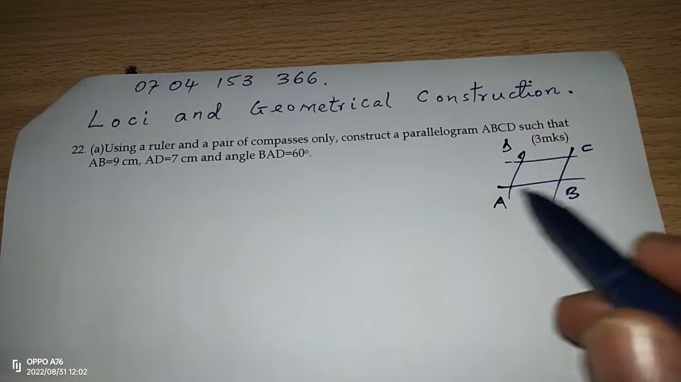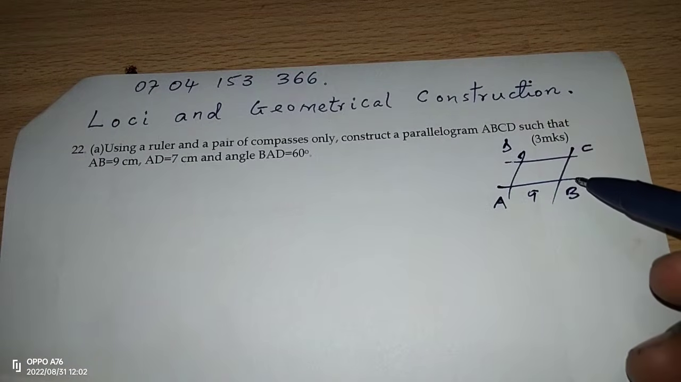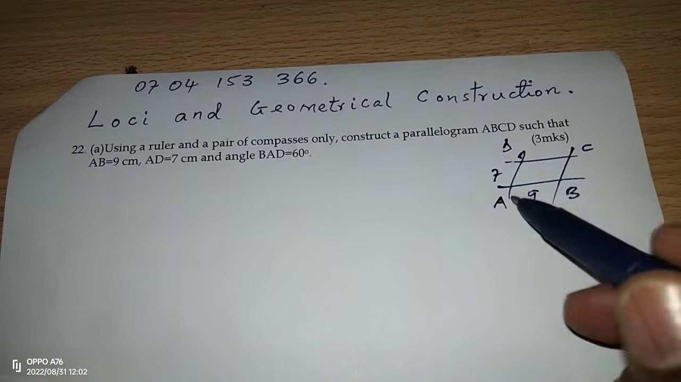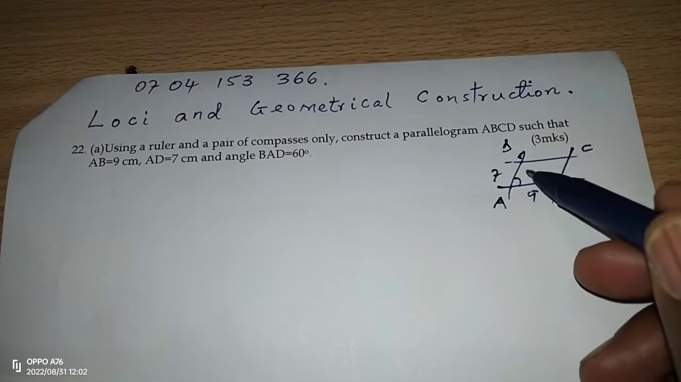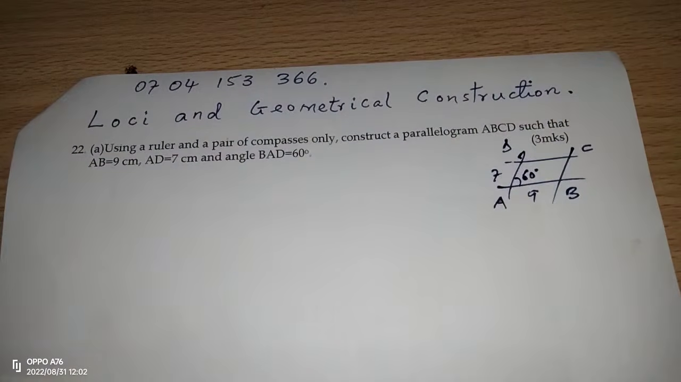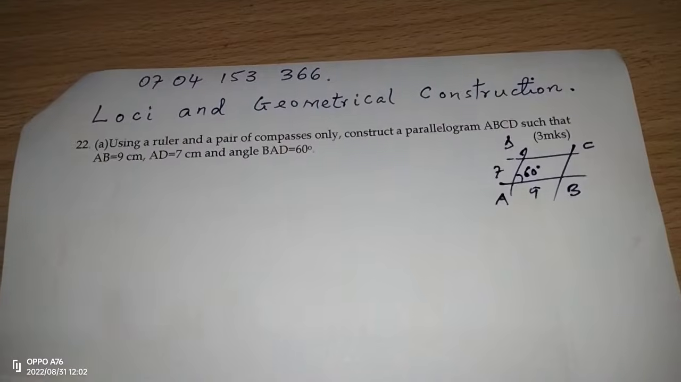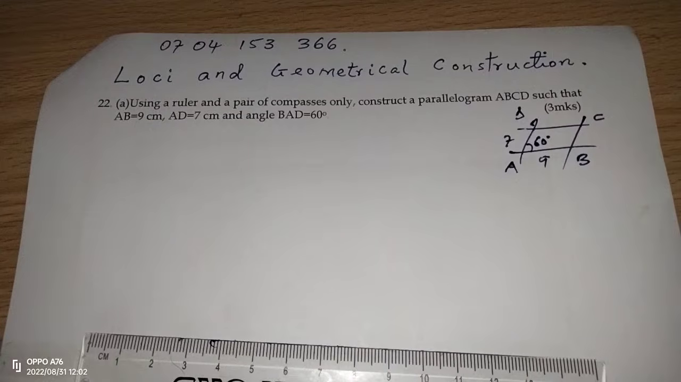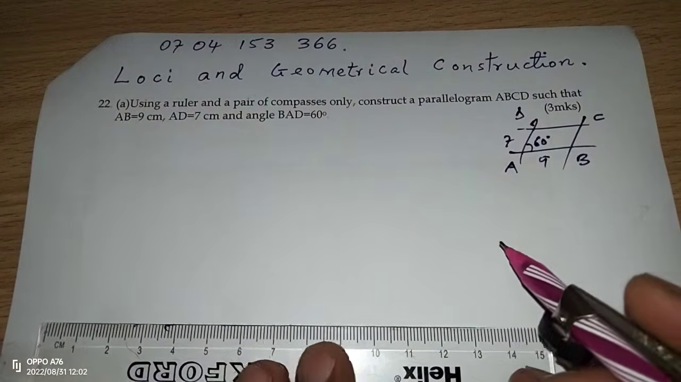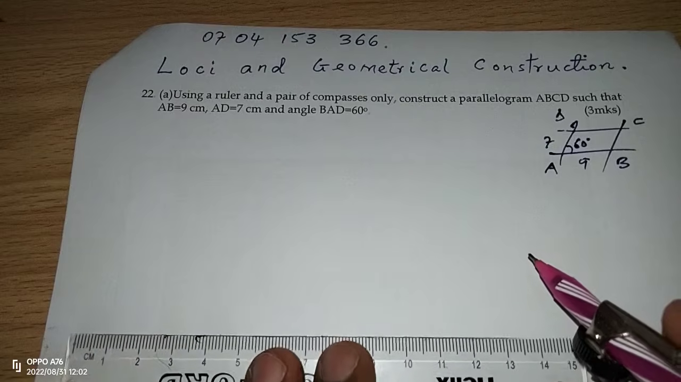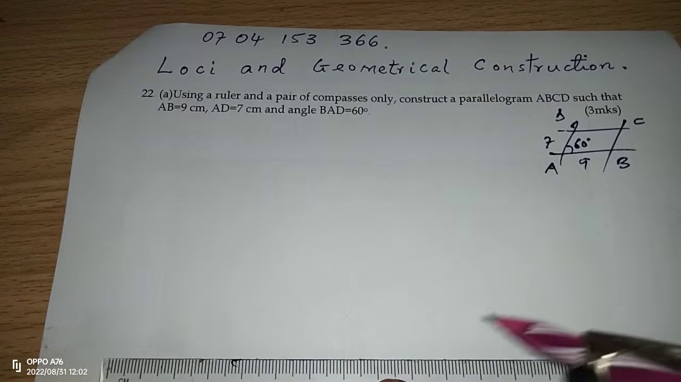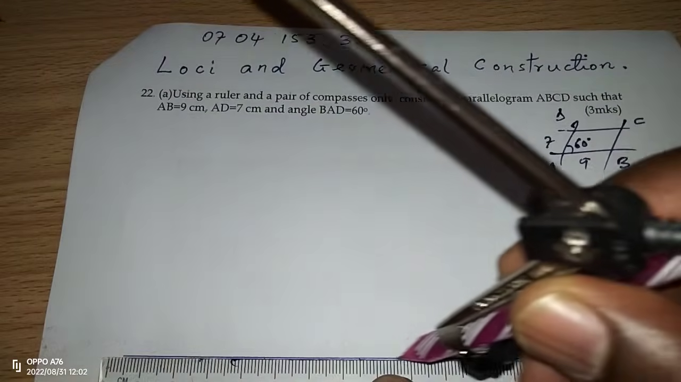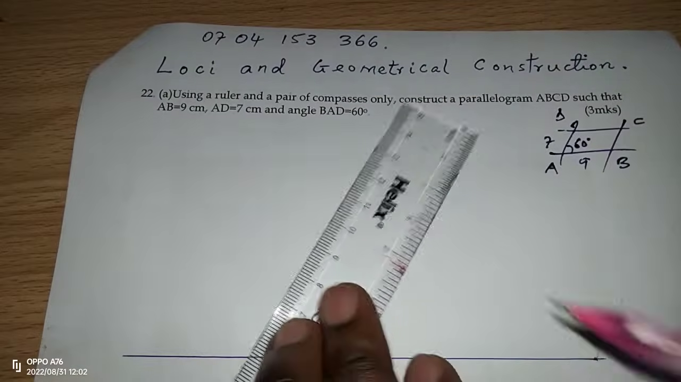So we are told that AB is 9 centimeters and AD 7 centimeters. Then angle BAD is 60 degrees. So now we can come up with this kind of a parallelogram. We are first going to draw line AB. This is AB.